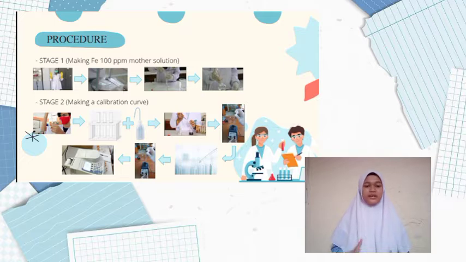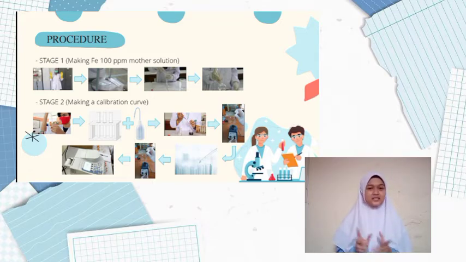Then, the procedure is divided into 3 stages. But before doing the practicum, you must wear personal protective equipment such as lab shoes, lab coats, gloves, and so on. Okay, stage 1 is making the FA 100 ppm mother solution. Firstly, weigh 0.001 grams of FA granules with an analytical balance carefully. Then put them into a 100 ml volumetric flask and dissolve with aqua to the mark carefully. And last, homogenize the FA solution.